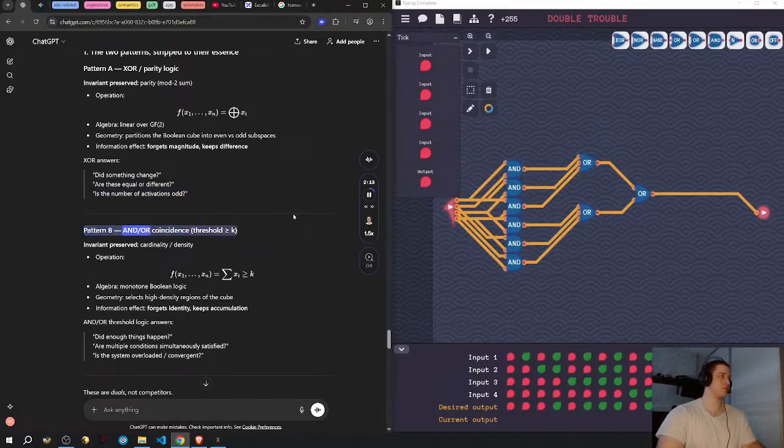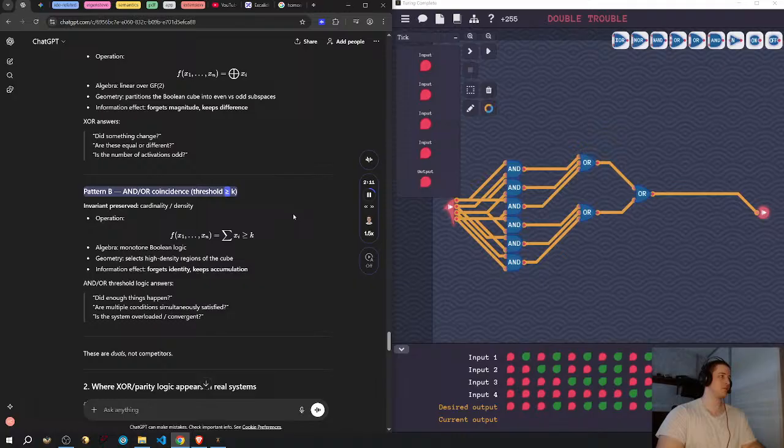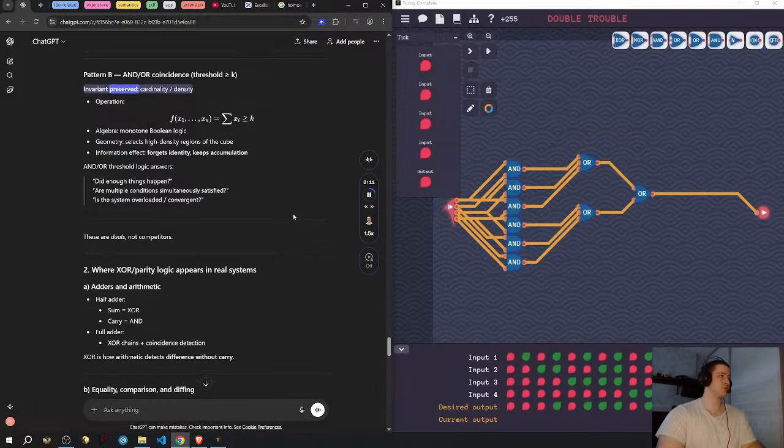Pattern B, AND/OR, coincidence, threshold greater than or equal to k. Invariant preserved: cardinality, density. Algebra: monotone Boolean logic. Geometry: selects high-density regions of the cube. Information effect: forgets identity, keeps accumulation. AND/OR threshold logic answers: Did enough things happen? Are multiple conditions simultaneously satisfied? Is the system overloaded, convergent? These are duals, not competitors.